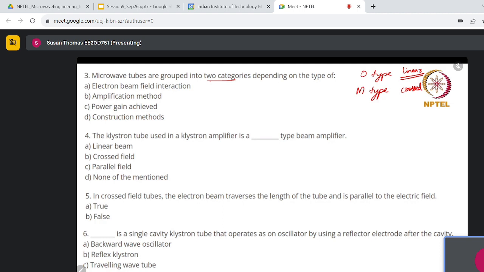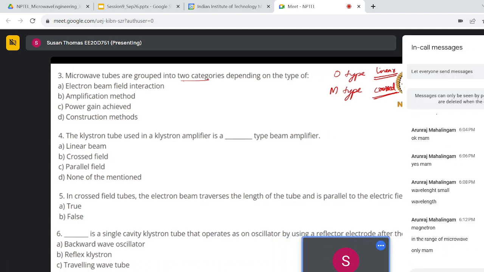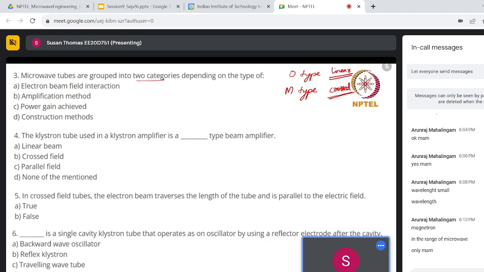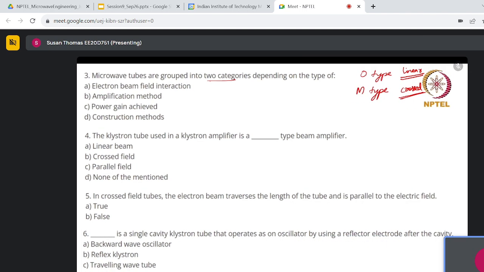Can you tell what is the right option here? How are we dividing this into two categories? Is it based on the amplification method, electron beam and field interaction, power gain achieved, or construction methods? You can comment A, B, C, D among this.